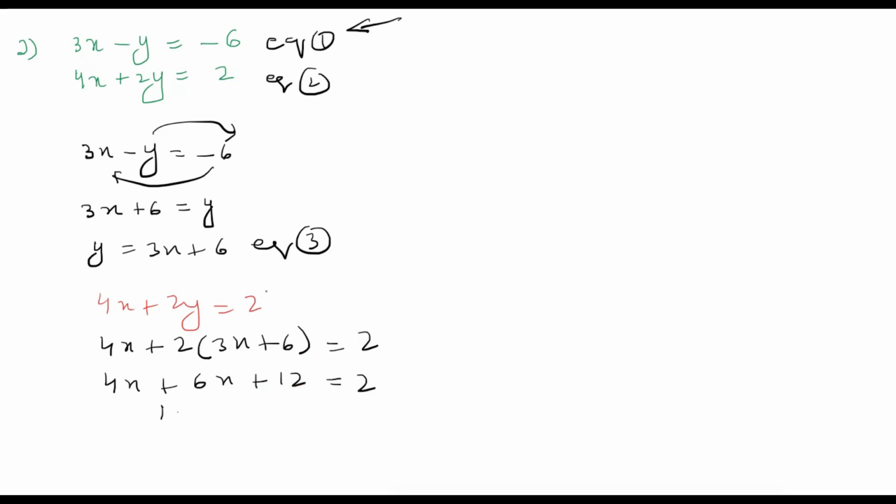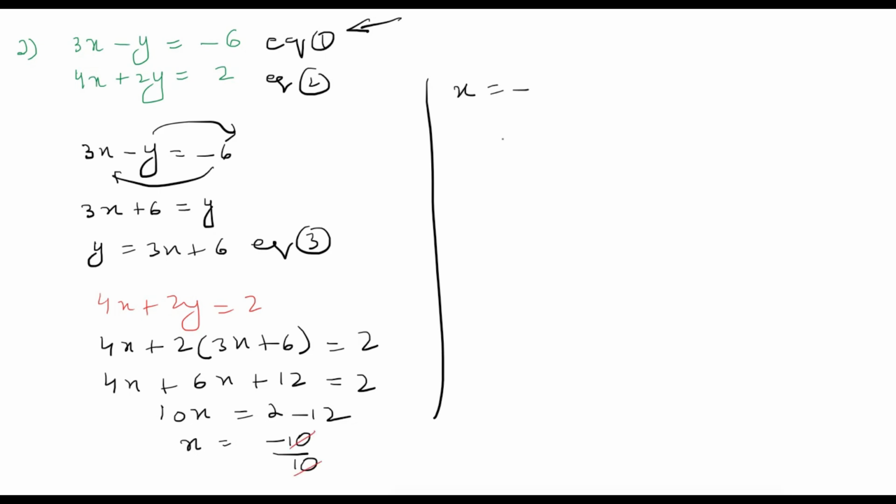Now 4 plus 6 makes 10x, and this plus 12 will go to the right side and become minus. So x is equal to minus 10 upon 10. We will cancel this 10 and minus 1 will be left. So x is equal to minus 1. Now we got the value of x here. Now we need to substitute the value of x in equation 3 to get the value of y.